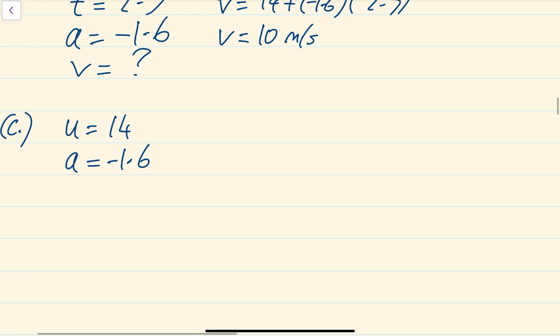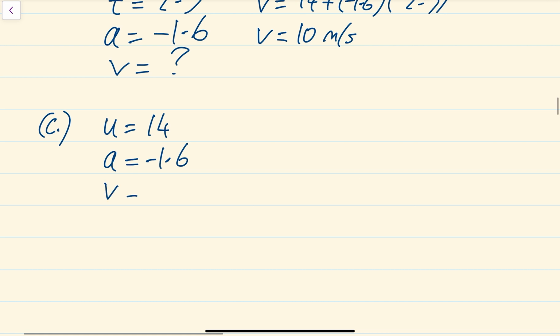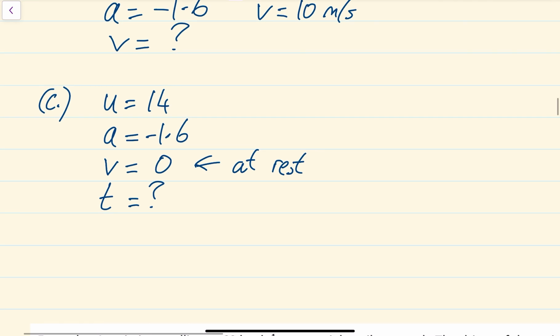If you come to rest, your velocity is 0. So I'll just put that in. If you come to rest, so at rest, your velocity is 0. And we want to find how long. So we're looking for time. Oh, happy days, we got to use the easy equation again. Brilliant. So we're using V is equal to U plus AT.